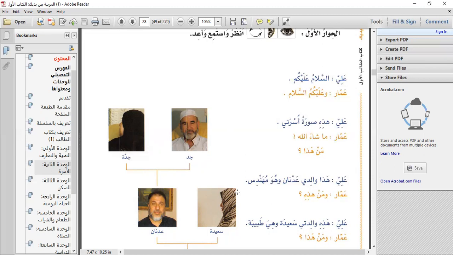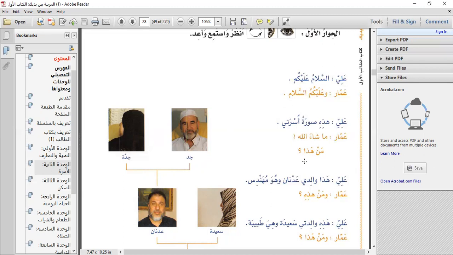So if I'm pointing out to the tree, I will say mahada. But if I'm pointing out a person, I will say manhada. If I'm pointing out to an animal, I will say mahada. And if I'm pointing out to any rational creature, I will say manhada. So here he's pointing out to the human, so he will ask manhaza, who is this? Hada. Hada again is used for the masculine.